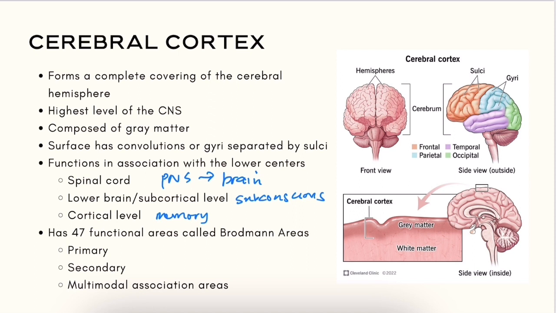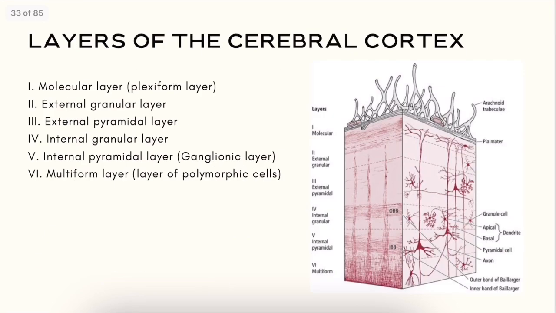Our cerebral cortex actually has 47 functional areas called Brodmann areas, which we will be talking about further on as well. And we have primary areas, which have direct connections with muscles or directly detect specific sensations, and we have the secondary areas, which interpret or process the information from the primary areas.